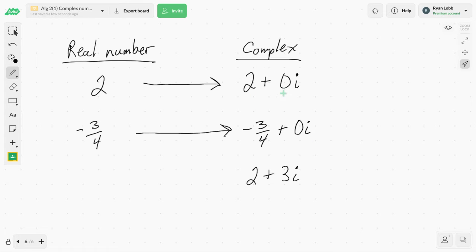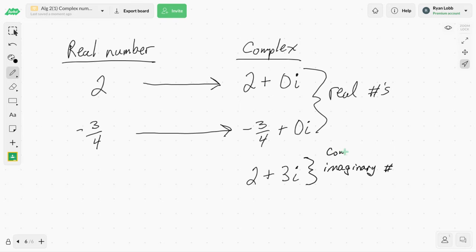Let's go back up here a second. Notice here, there is no imaginary part, so both of these are really real numbers, just written in complex form. Now this one, 2 plus 3i, there is an imaginary part to this complex number, which means this is an imaginary number. And it's also always complex, that's the highest up on that list. So it's a complex number and it's an imaginary number.